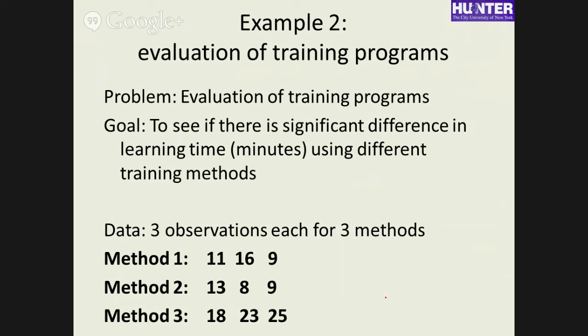An evaluation of training programs to see if several different teaching methods or learning methods result in a difference in learning time. So here's a very, very small study, just 3 observations in each of the groups for 3 different methods. The research question here would be, is any one of these methods different from any other method? Notice it's not about which of the methods are different, only that some difference does in fact exist.